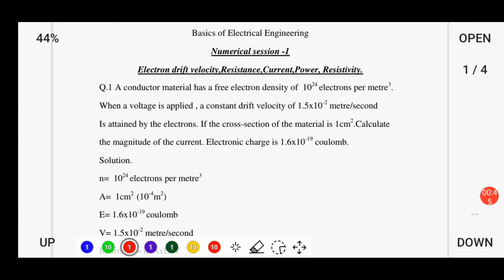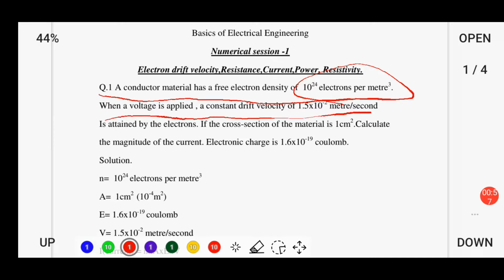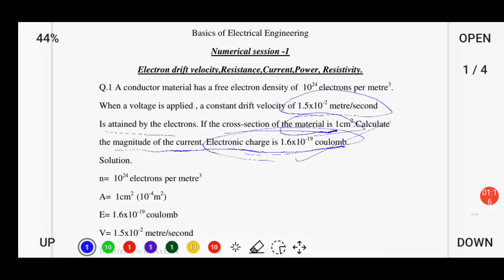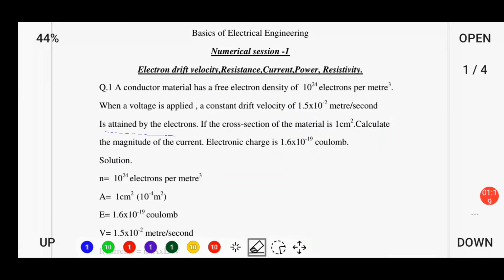So the first question given here is: a conductor material has a free electron density of 10 to the power 24 electrons per meter cube. And when a voltage is applied across it, a constant drift velocity of 1.5 into 10 to the power minus 2 meter per second is attained by the electrons. If the cross section of the material is 1 centimeter square, then we have to calculate the magnitude of the current. And the electronic charge on a single electron, as we already know, is 1.6 into 10 to the power minus 19 coulomb.